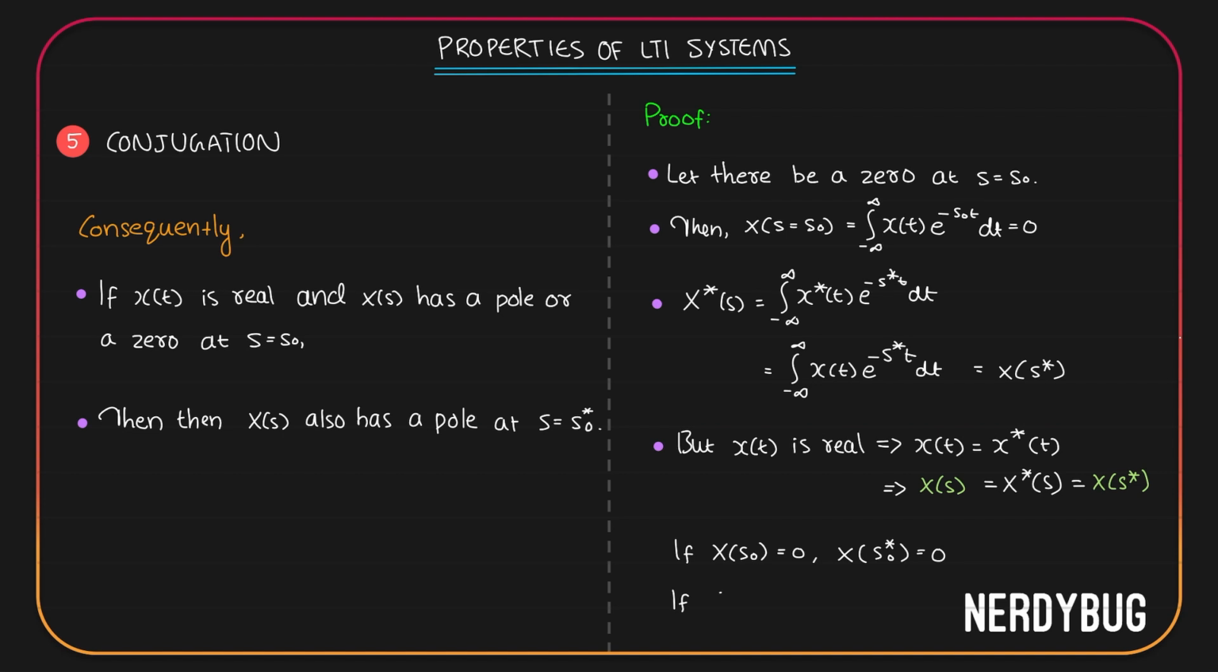Similarly, if we have x of s1 is equal to infinity, that means we have a pole at s equal to s1. But this will be equal to x of s1 conjugate and it will also be equal to infinity, which means if we have a pole at s1, we have a pole at s1 conjugate also. If we have a 0 at s0, we have a 0 at s0 conjugate also.